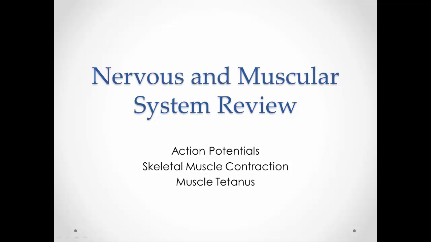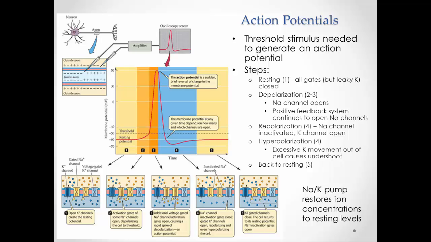So in this video lecture, we're going to look at some nervous system and muscular system functioning, particularly that stuff that is important to remember from your Anatomy and Physiology 1 class that would pertain to cardiovascular system, particularly heart functioning. So things like action potentials, how a skeletal muscle contracts, so we can relate it to cardiac muscle contraction, and then what's called muscle tetanus. So let's start with the action potentials.